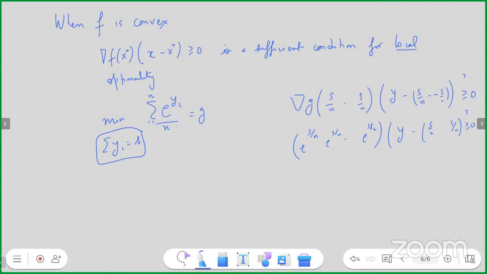This beautifully opens up, that's the point. Because when I take the inner product, each term is getting multiplied with the same quantity. So e to the power s by n comes outside. Now, there is a constraint on y, and this is exactly the same. So this quantity is identical.